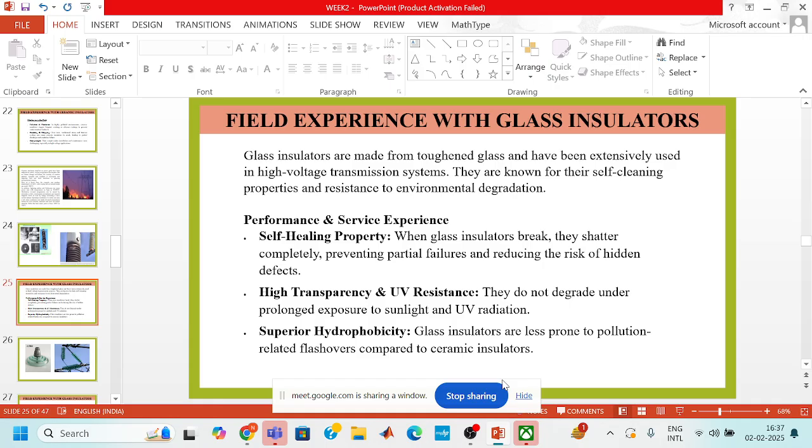Second is high transparency and UV resistance. Glass insulators do not degrade under prolonged exposure to sunlight and UV radiation. Third is superior hydrophobicity, meaning glass insulators are less prone to pollution related flashovers as compared to ceramic insulators. So these are the advantages of glass insulators over ceramic insulators.